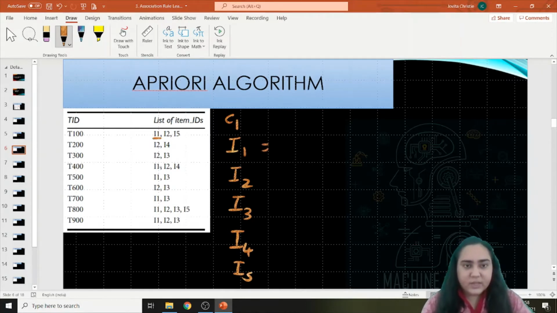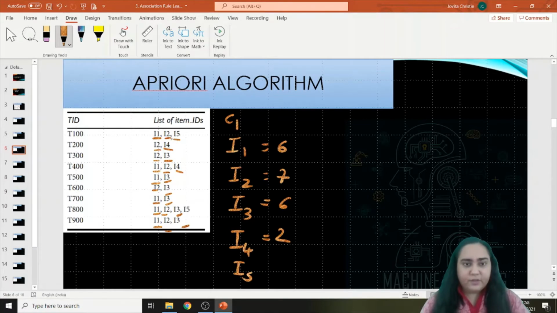For I1, I can see I1 is appearing here, here, here. It's appearing 7 times. Sorry, that's 6 times. So the support count is 6. I2: 2, 3, 4, 5, 6, and 7. So the support count is 7. I3 is coming here 1, 2, 3, 4, 5, and 6. So the support count is 6. I4 is 1, 2, that's all. So the I4 support count is going to be 2.